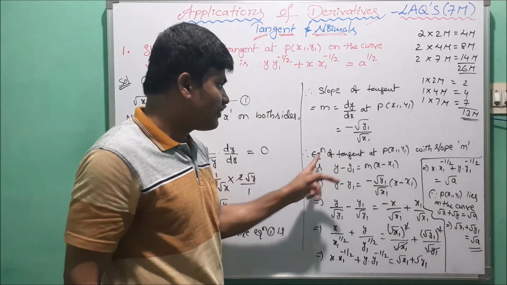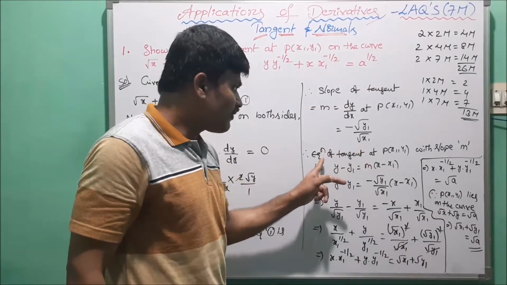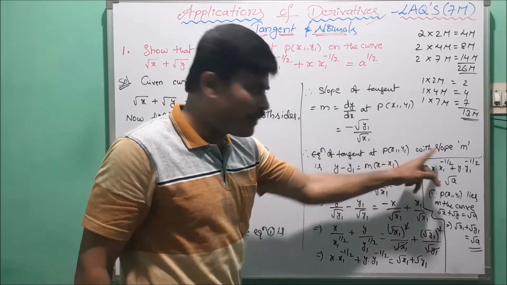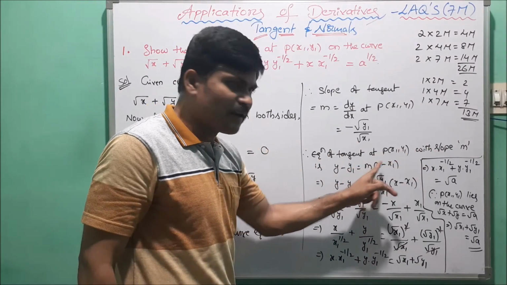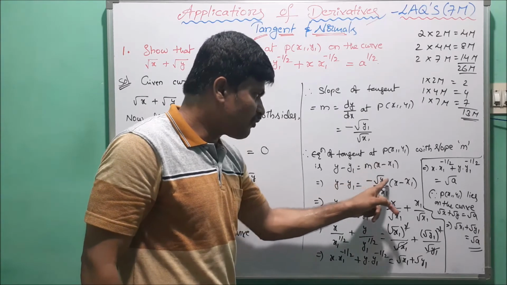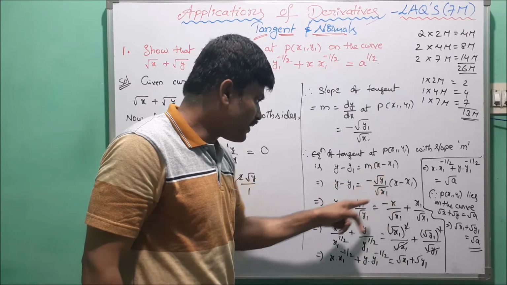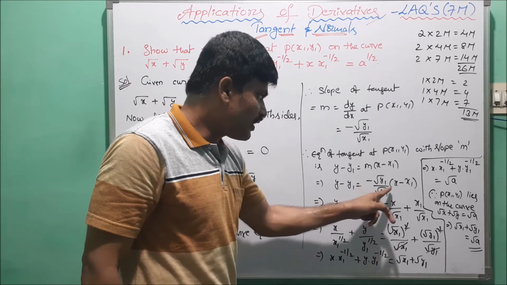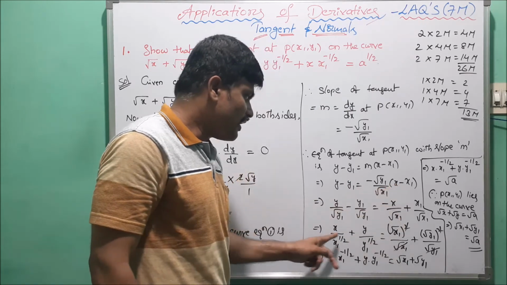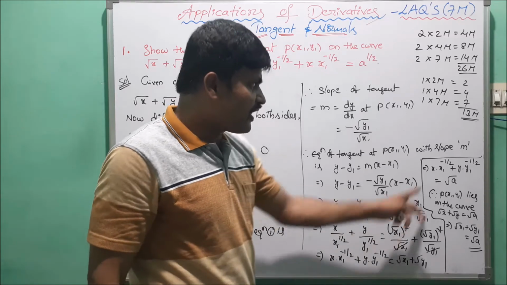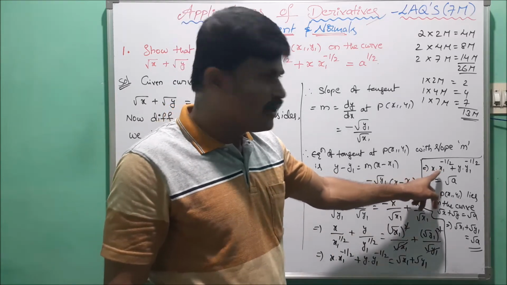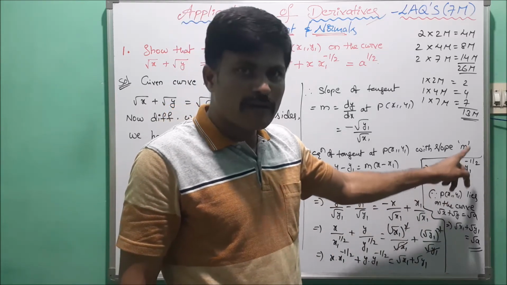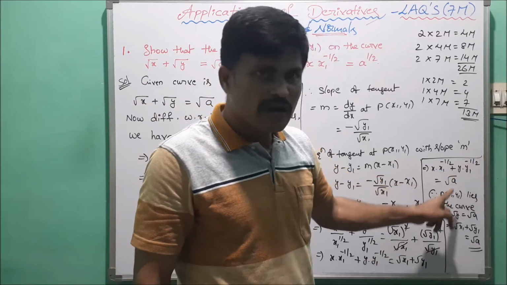Already I wrote this: the equation of tangent at P(x1, y1) with slope m is y minus y1 equals m into x minus x1, where m is minus root y1 by root x1. Root y1 can be taken to the left side, dividing by root y1 and root x1, and it simplifies to the equation of tangent at (x1, y1): x into x1 power minus 1 by 2 plus y into y1 power minus 1 by 2 equals root a.